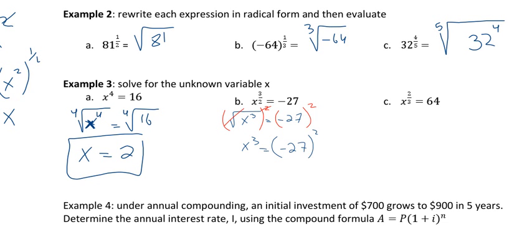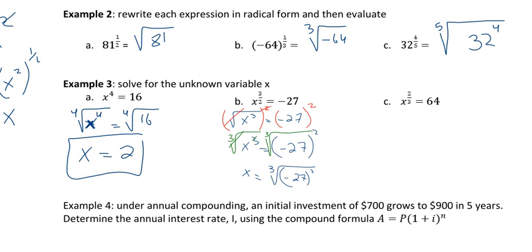Remember, I'm isolating for that x. Now, I have x cubed equal to this. So what do I do to get rid of that cube? Cube root. So I have to cube root both sides. So that's going to get rid of the cube. So that leaves me with x equals the cube root of negative 27 squared.